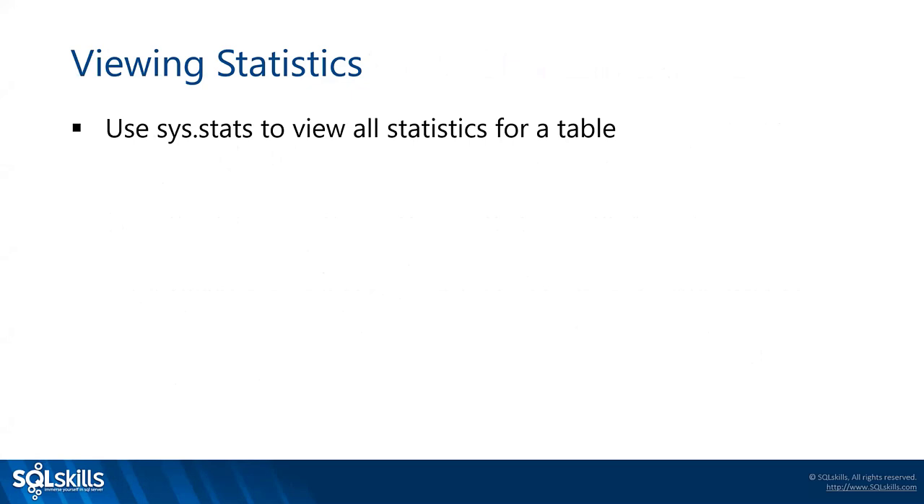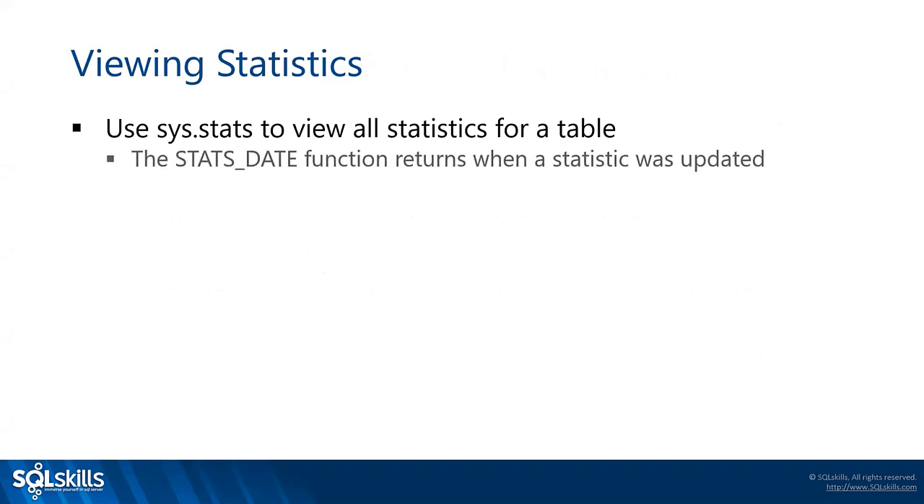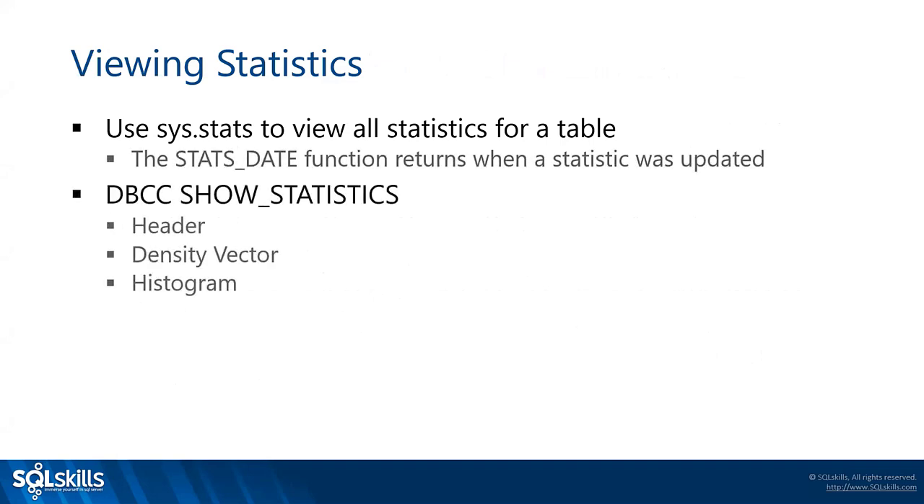So sys.stats is the main system view that I use to look at those. And you can also use STATS_DATE to see when the stat was updated. DBCC SHOW_STATISTICS is my favorite DBCC command. I know that's dirty, but it really is. And it has three parts to it: the header, the density vector, and the histogram, which we're going to dive into.